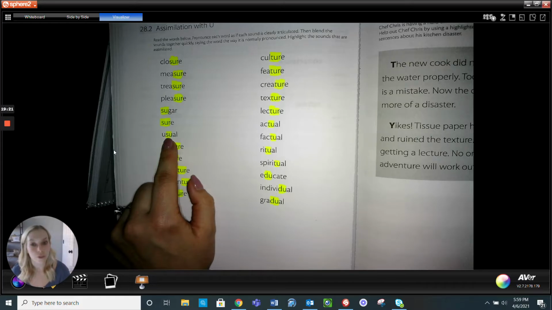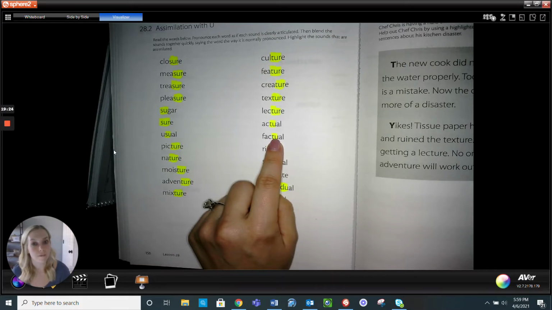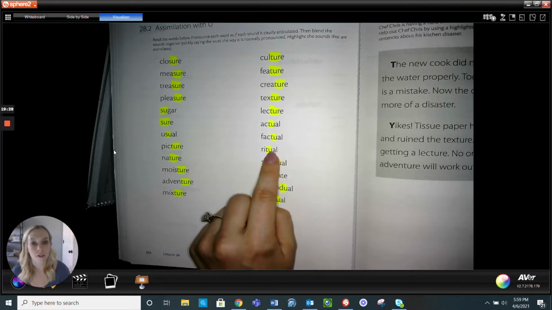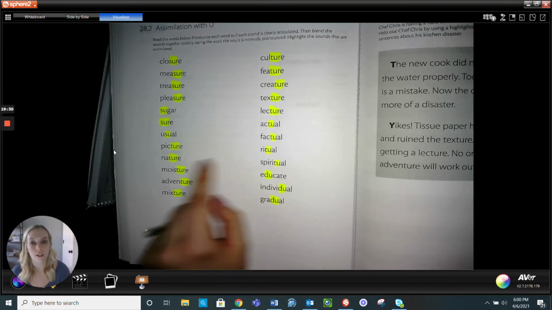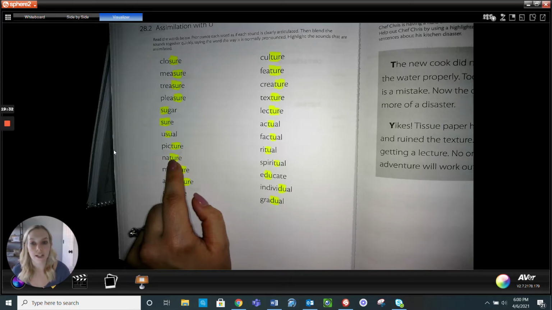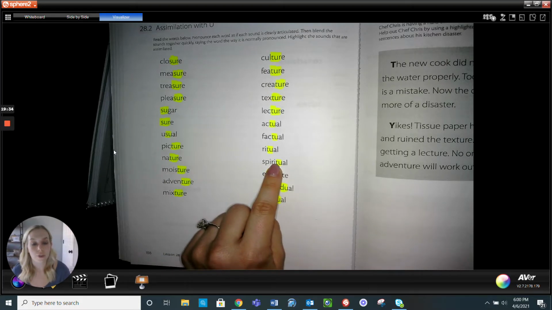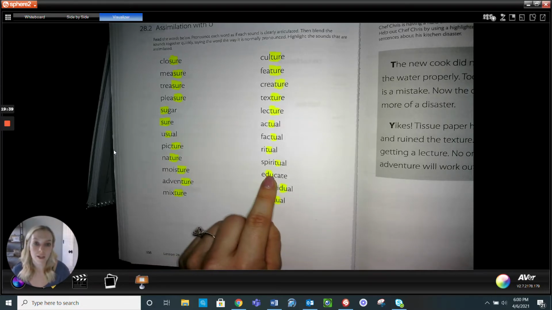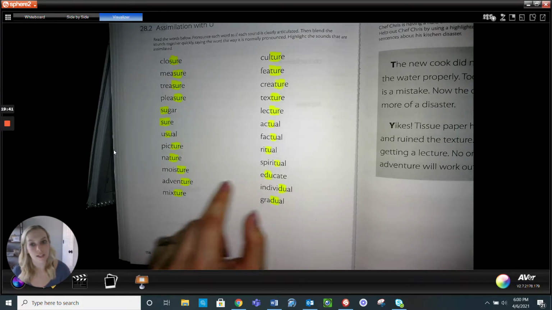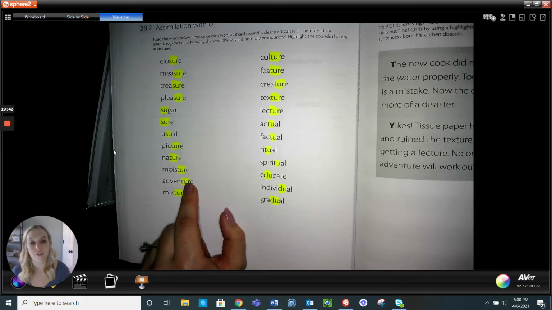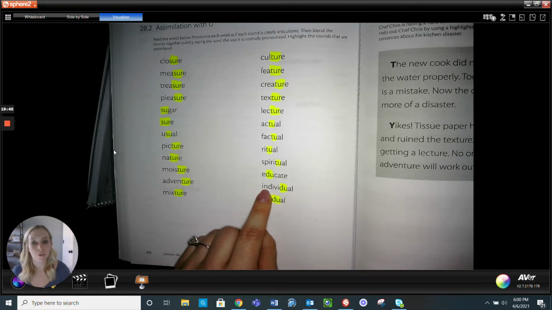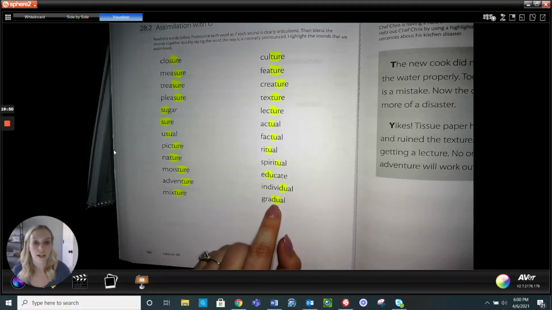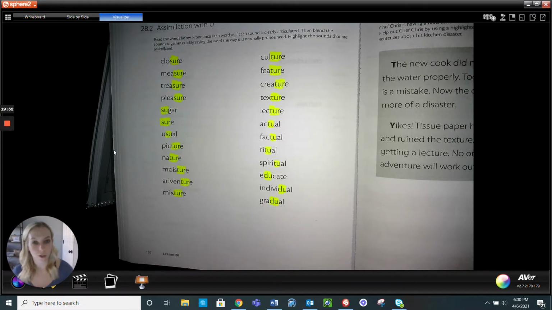S-U in usual, T-U in factual, T-U-R in picture, T-U in ritual, T-U-R in nature, T-U in spiritual, T-U-R in moisture, D-U in educate, T-U-R in adventure, D-U in individual, T-U-R in mixture, and D-U in gradual.